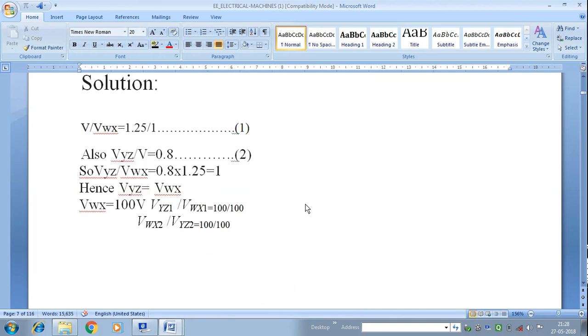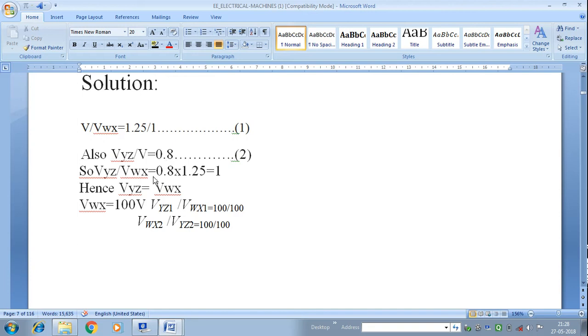So this is equation 1, and also Vyz by V is equal to 0.8, that is the attenuation factor given, 0.8. Therefore Vyz by V is equal to 0.8, or Vyz is equal to V multiplied by 0.8. This is equation 2.